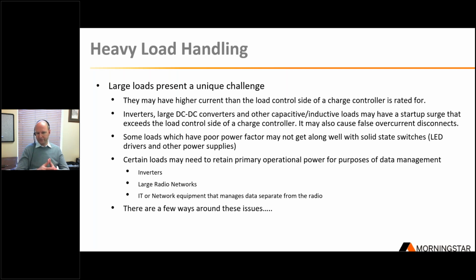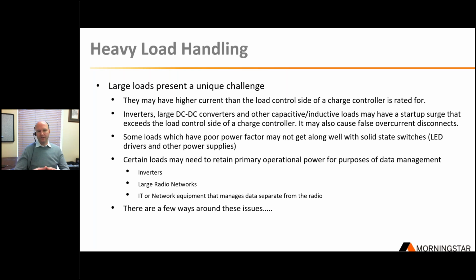Other devices have a bad power factor. LED ballasts, those are not the cleanest of devices, and sometimes they wreak havoc with the solid state controls that we have in place on the load side. Not everything is 100% compatible. So you need to deal with those.